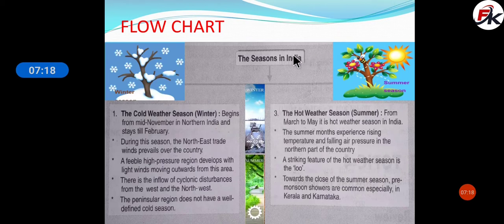In this particular slide, you can go through the flow chart by pausing the video and reading through it. Here I talked about the cold weather season and the hot weather season.